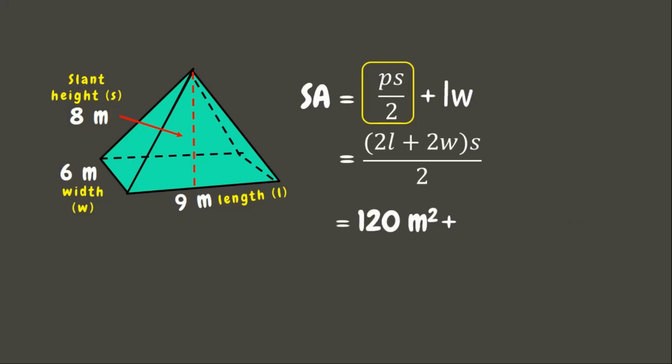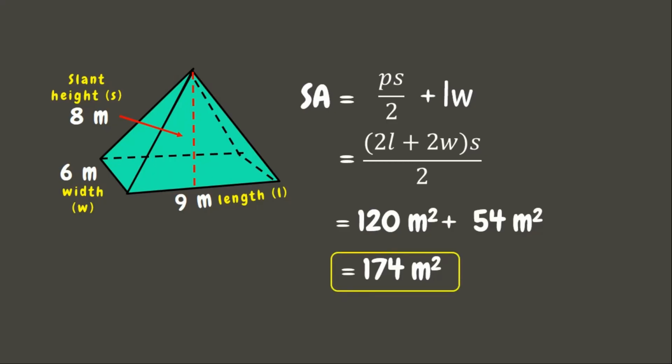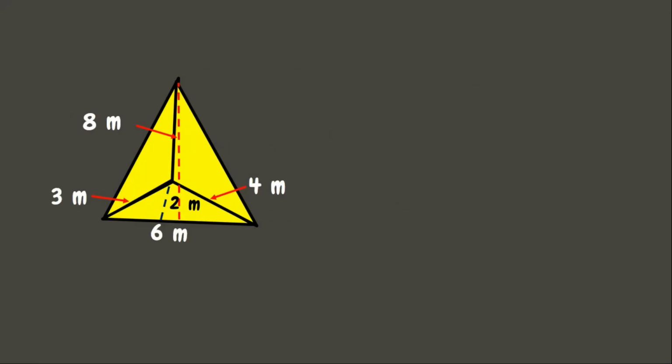Next one, let us get the area of our base, which is length times width. So that will be 9 meters times 6 meters, and that is 54 square meters. If we add the two areas, the answer would be 174 square meters. Now this is the surface area of our rectangular pyramid. Wonderful! Now let's go and have another example.